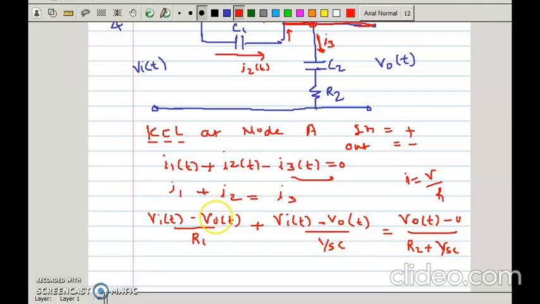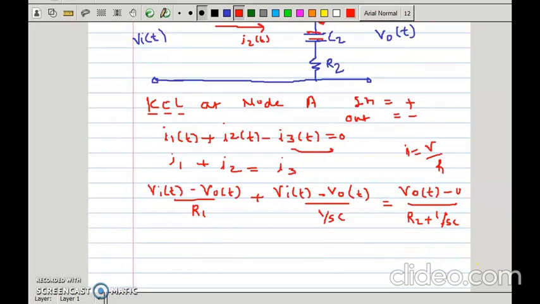See, maybe you are confused about the capacitor. Why do we write 1 upon SC here? As we know, the voltage drop across a capacitor is 1 upon SC, right? And here both are in series, the capacitor and resistor are in series. That's why I write R1 plus 1 upon SC here. This is the 1 upon SC, right?